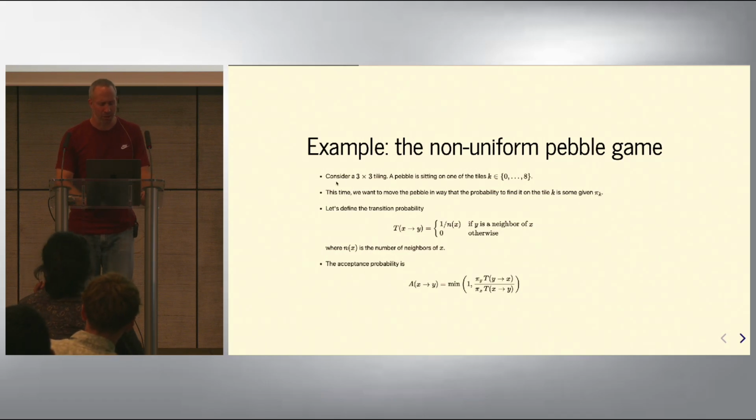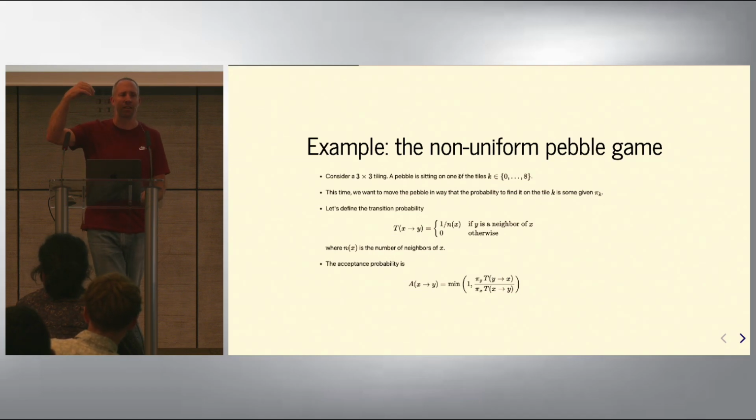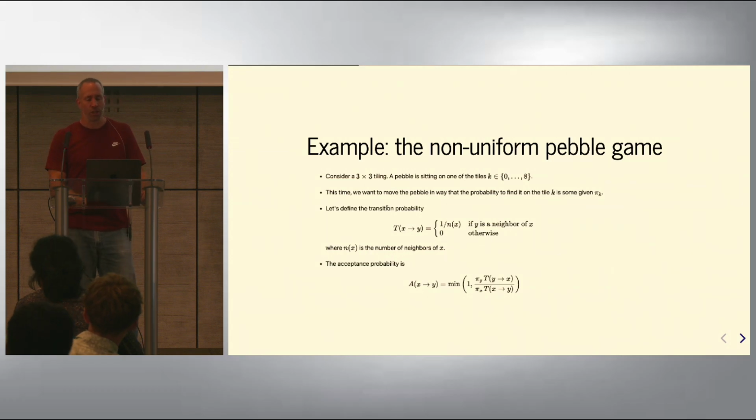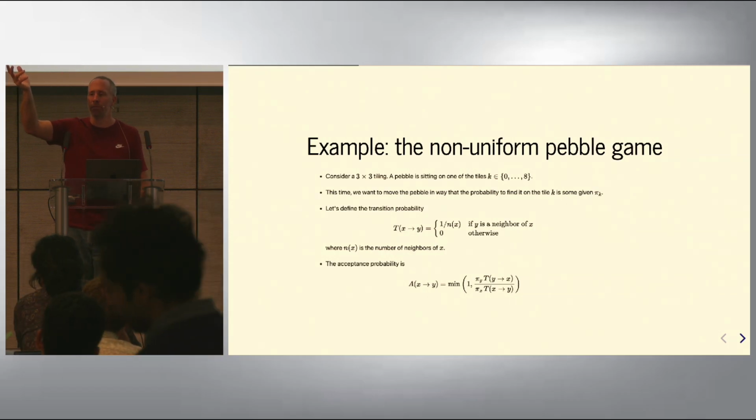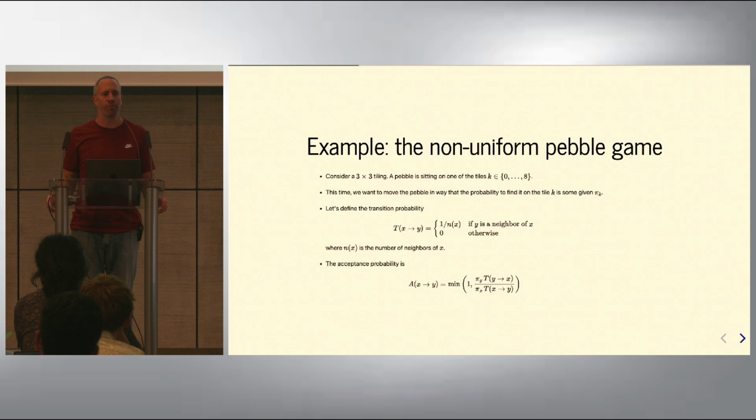So again, I have my 3x3 tiling, and I want to say my probability is one number if I'm on even cells, and another number if I'm on another cell. So what can I choose as a transition probability? Again, you're completely free to choose. One natural choice for my pebble is to move to a neighbor with probability 1 over the number of my neighbors. That's a transition probability that you can choose, and it's defined like so.